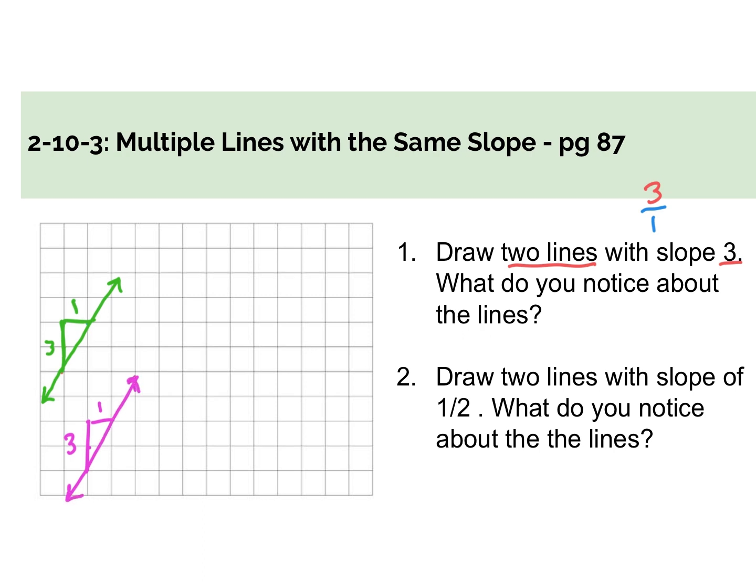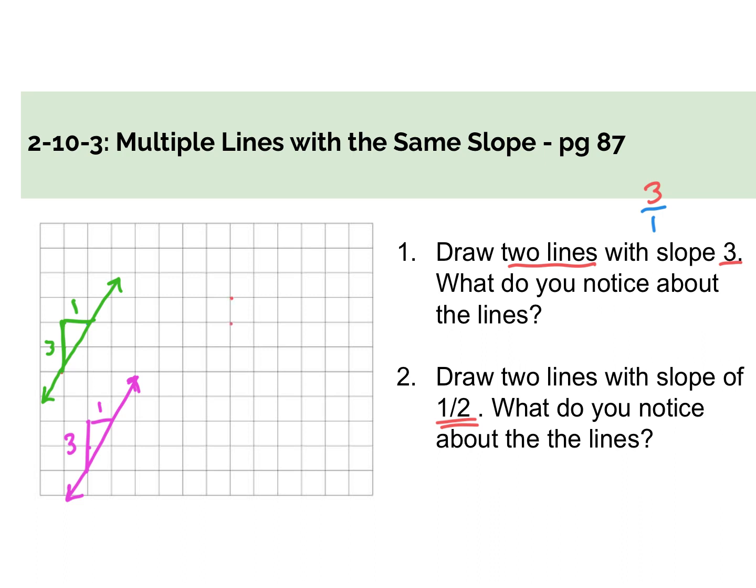What do I notice about these two lines? They are exactly the same. No matter where I draw a slope of 3 over 1, those lines are going to be exactly the same. That's what we noticed yesterday. Let's do this again with a slope of 1/2. Go ahead and draw two lines with a slope of 1/2.